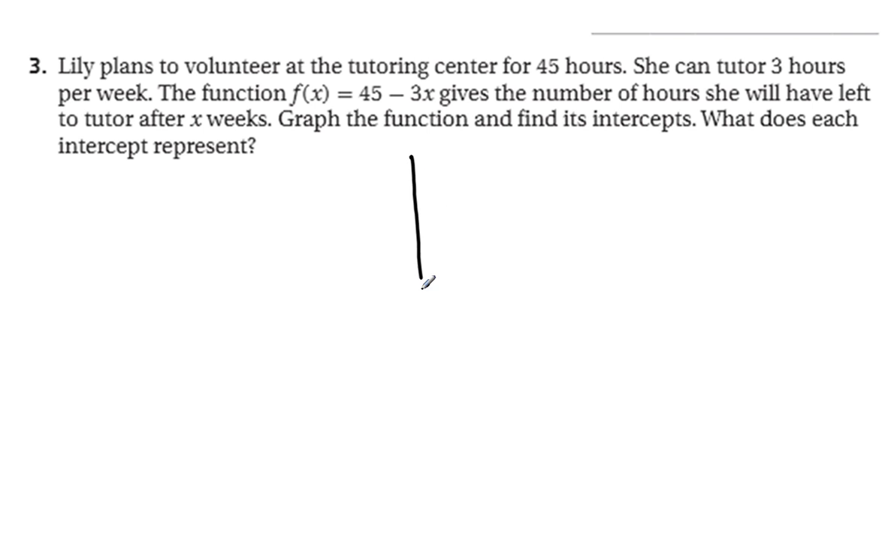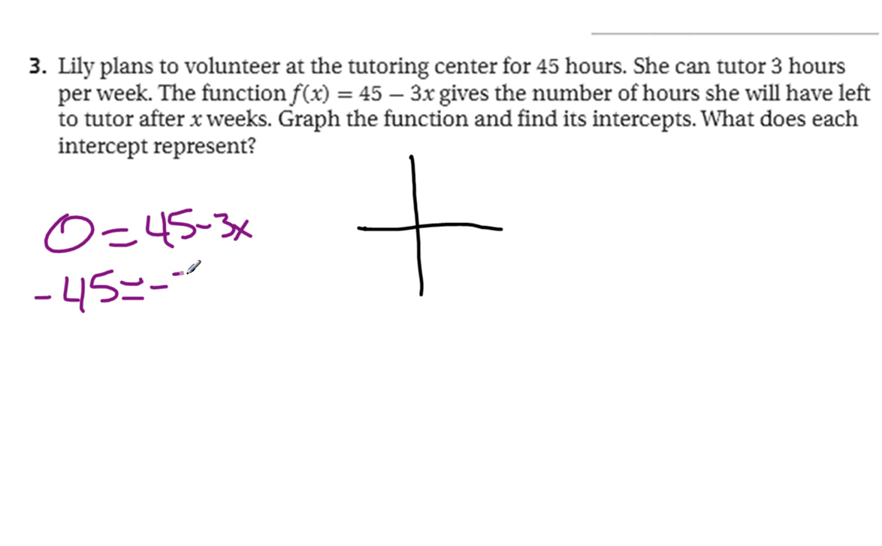Alright, so we're going to make a lazy kind of graph here. We're going to find our x and y intercepts. So let's say, what's x when y is 0? So how can we make 0 equal 45 minus 3x? So that's going to be negative 45 equals negative 3x, or x equals positive 15. So we're going to have one point here at 15, 0.